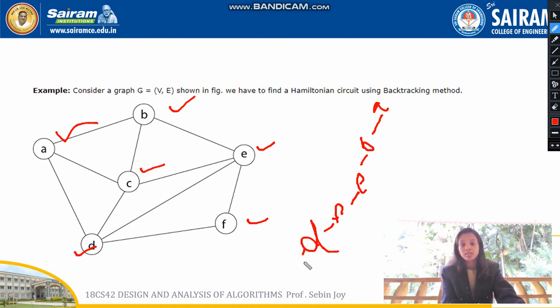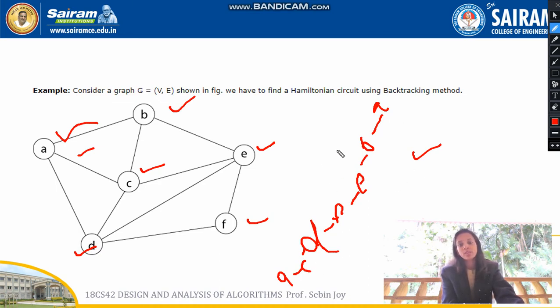Now, C. Then from C, all the vertices are visited. Now, is there any path from C to A? Yes, it's there. That means from C, this is another Hamiltonian path: A to B, B to E, E to F, F to D, D to C, C to A. Understood, right? The same way you can draw another graph.